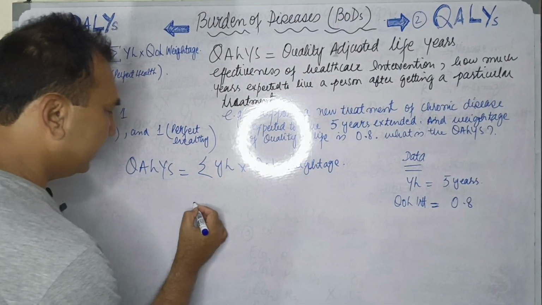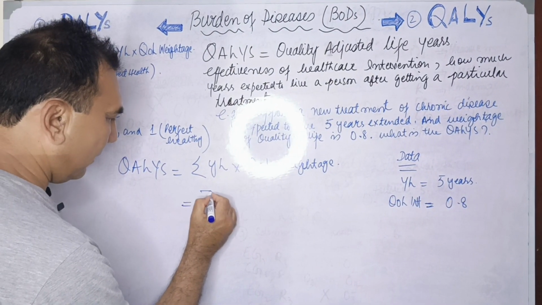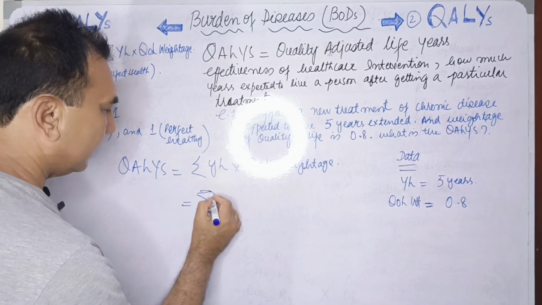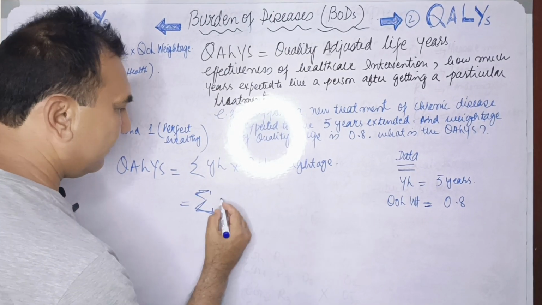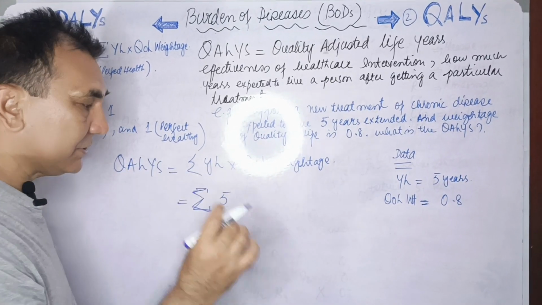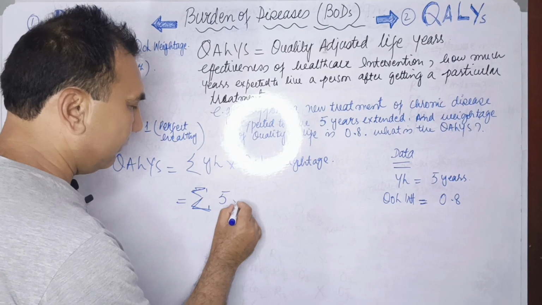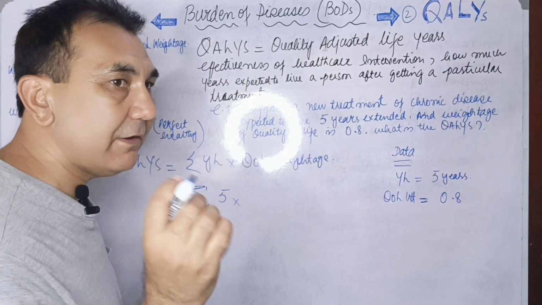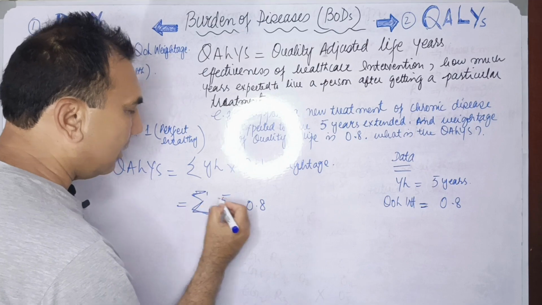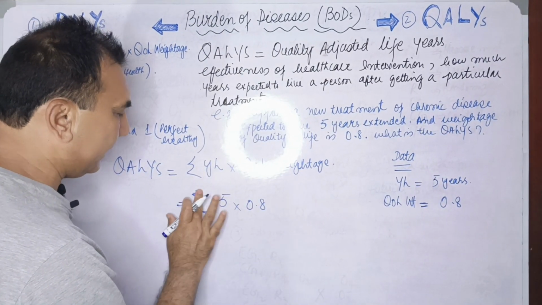Now we will put the data in the formula. It is the sum of the years of life. How many years of life? 5 years. The individual getting the new treatment is expected to live 5 years. And the quality of life weightage for that chronic disease is 0.8. Now what we will do is multiply the 5 with the 0.8.